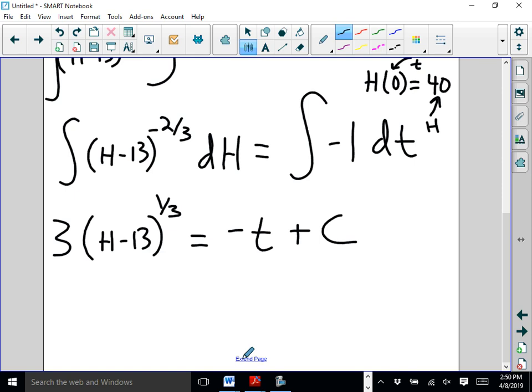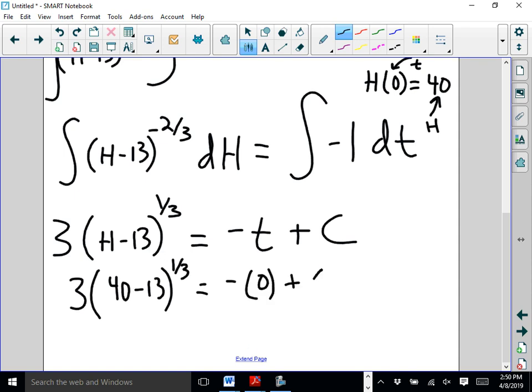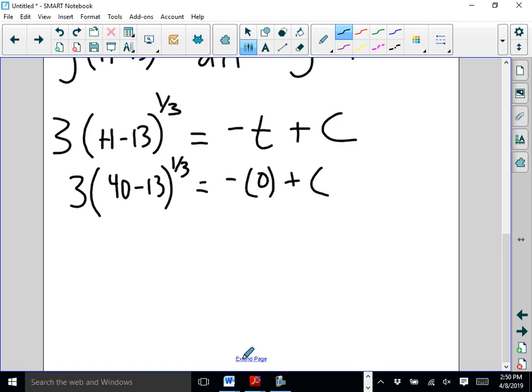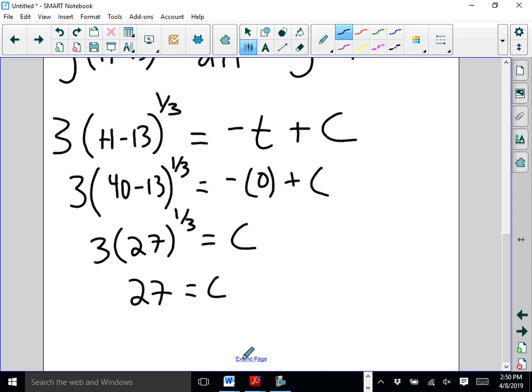So plugging this in to solve, I'm going to get 3 times 40 going in for h, and 0 going in for t. So 40 minus 13 is 27. So I get 3 times 27 to the 1/3 equals negative 0, which is just 0, so that equals C. To do 27 to the 1/3, I know the cube root of 27 is 3. So I get 3 times 9, and I get 27 as C. Okay, so that's how I solve for C.